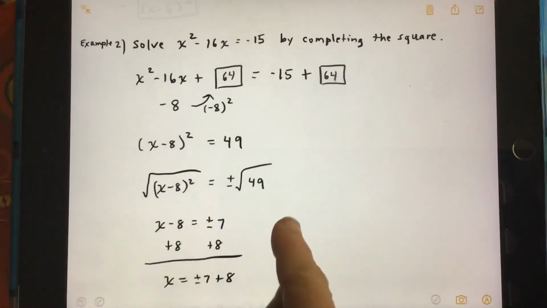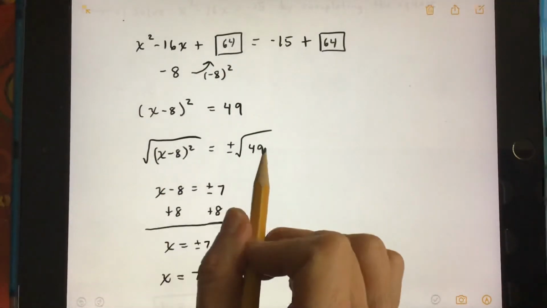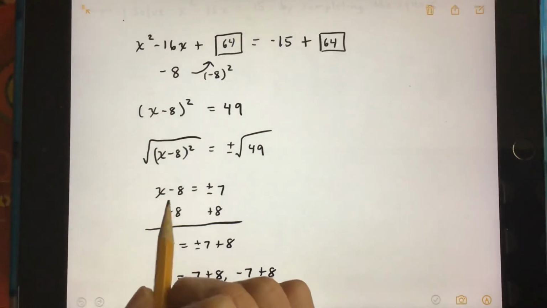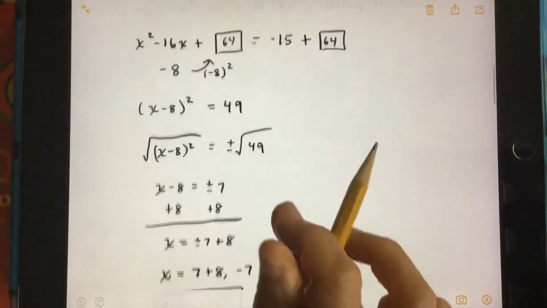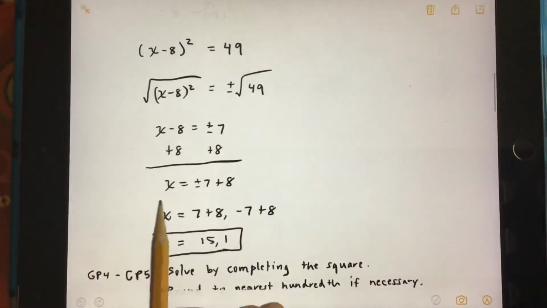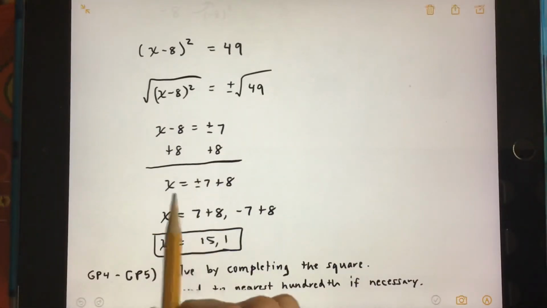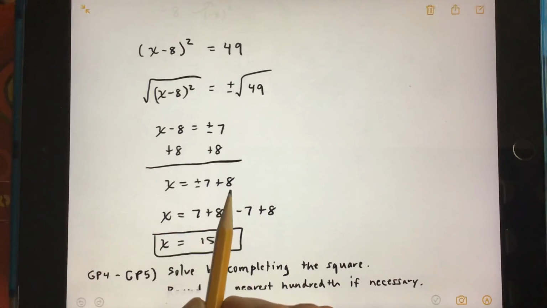Next step is to take the square root of both sides. That's what I'm doing here. That will give me x minus 8 is equal to positive or negative 7. And then I'm going to add 8 to both sides. That's going to give me x equals positive or negative 7 plus 8.